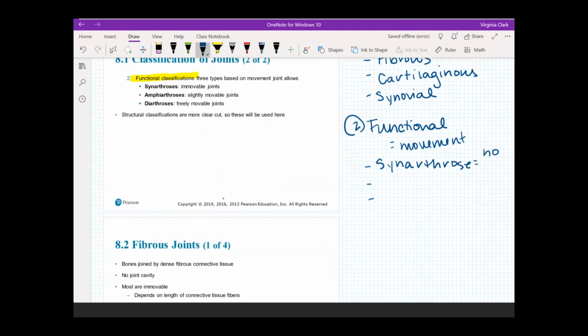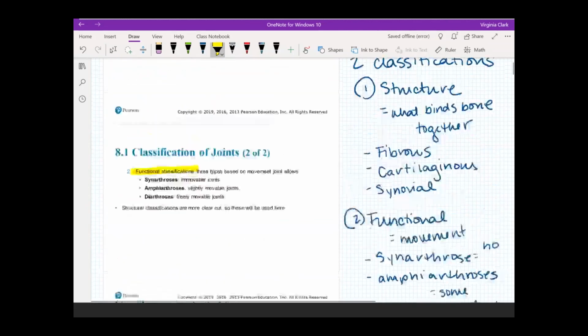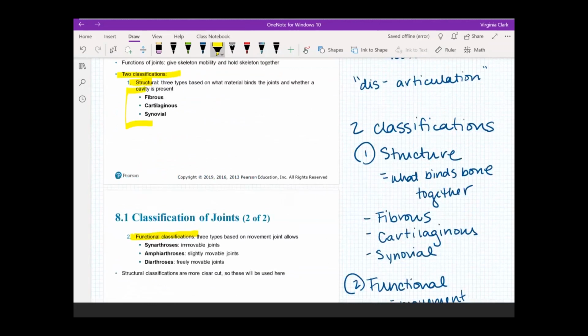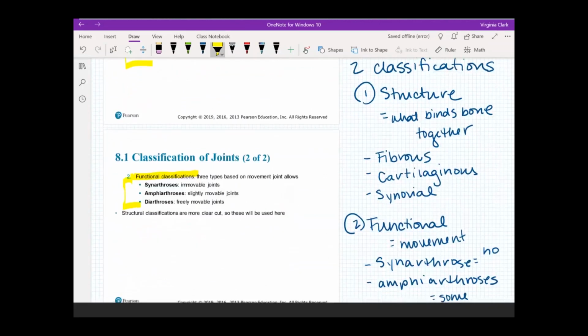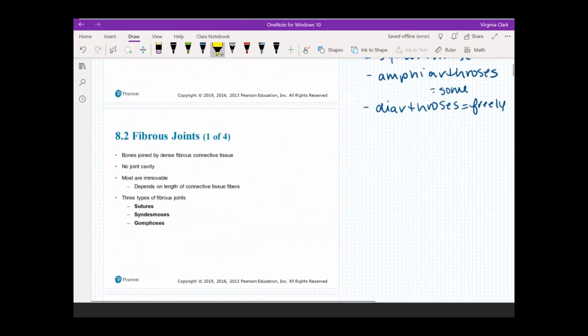Then you have an amphiarthrosis, and if you think about an amphibian, half on water, half on land, that is some movement, or slightly movable. The last one is a diarthrosis, and this is freely movable. Essentially, it has the ability to have full rotation, do whatever it wants. These are our fully movable joints. You do need to know these three of each, and we're going to go into specifics on all of these. We're going to start with our structural classification.